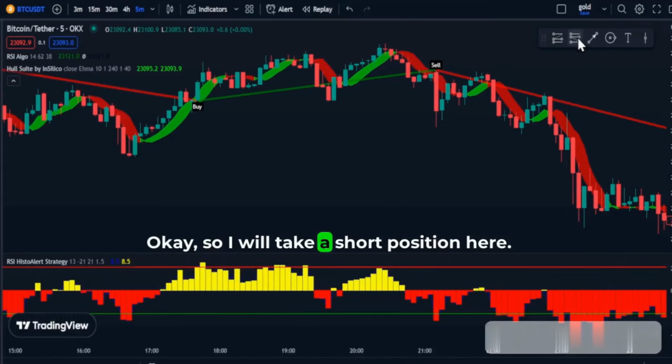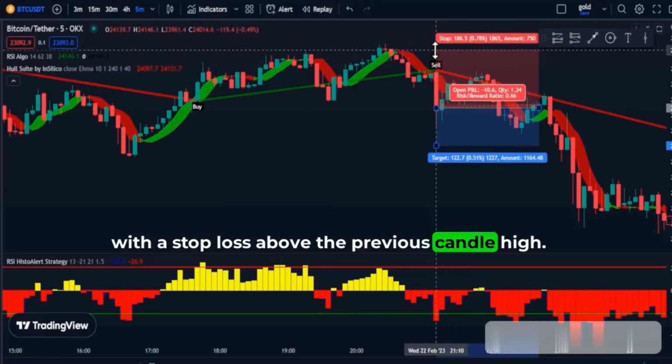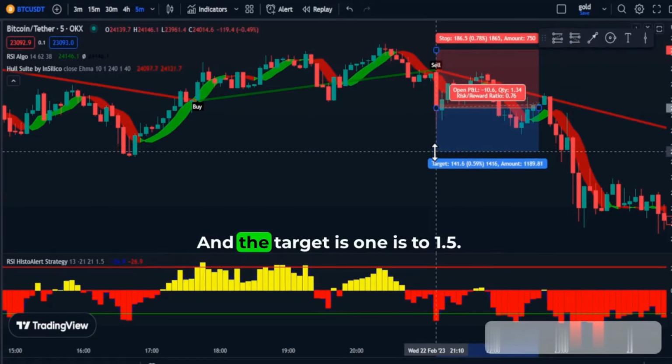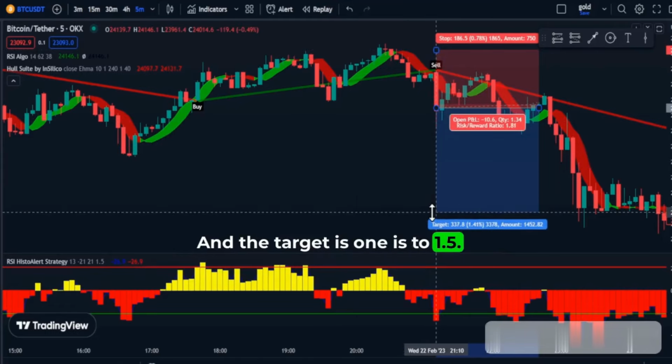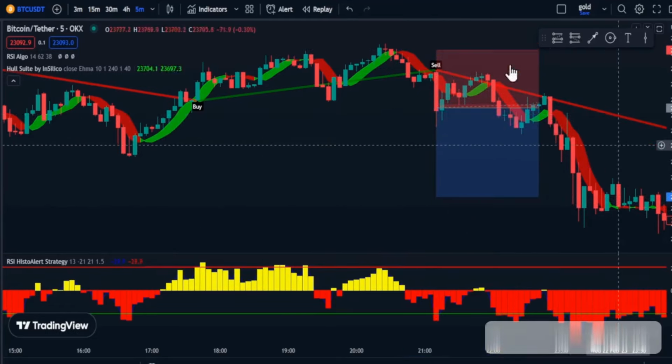Okay, so I will take a short position here. The stop loss will be above the previous candle high, and the target is 1:1.5 here, and the price hits the target.